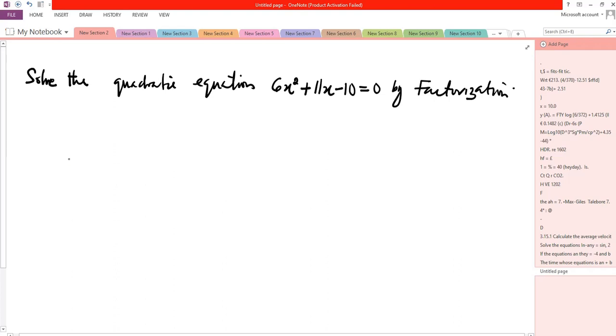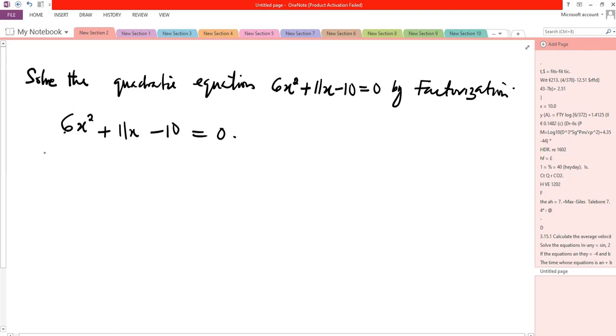Solve the quadratic equation 6x squared plus 11x minus 10 is equal to 0 by factorization. So now this is by factorization. What you do now is write the equation down: 6x squared plus 11x minus 10 equal to 0.